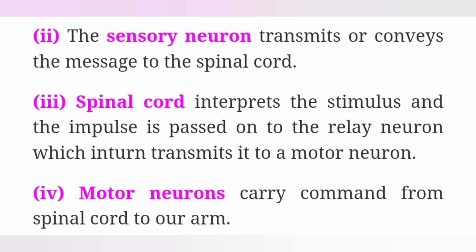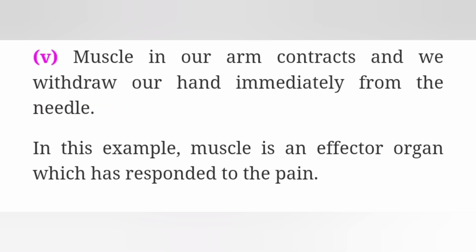Third point, spinal cord. Spinal cord interprets the stimulus and the impulse is passed on to the relay neuron, which in turn transmits it to a motor neuron. Then fourth point, motor neuron carries command from spinal cord to our arm. Fifth point, muscle in our arm contracts and we withdraw our hand immediately from the needle. In this example, muscle is an effector organ which has responded to the pain.